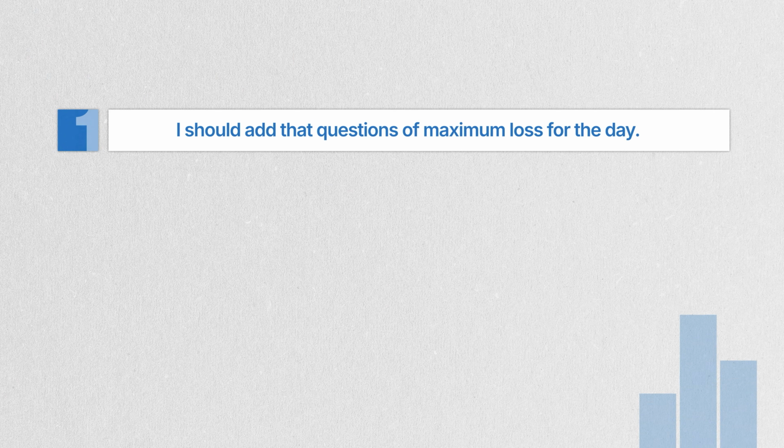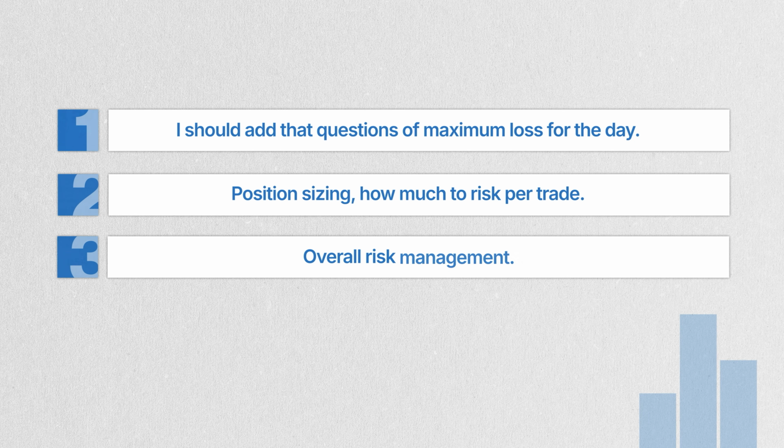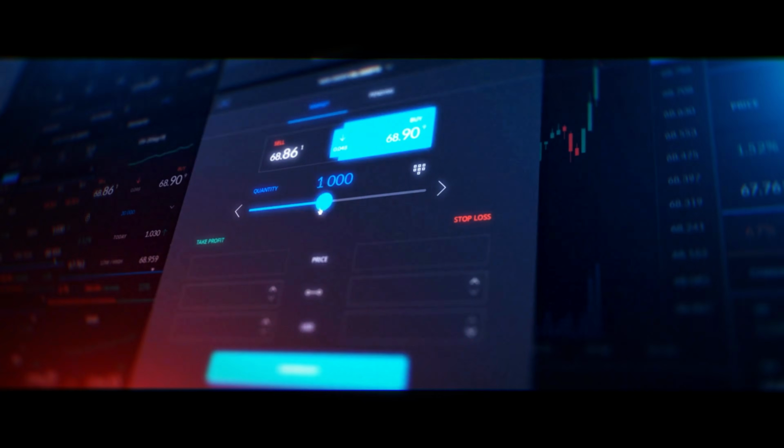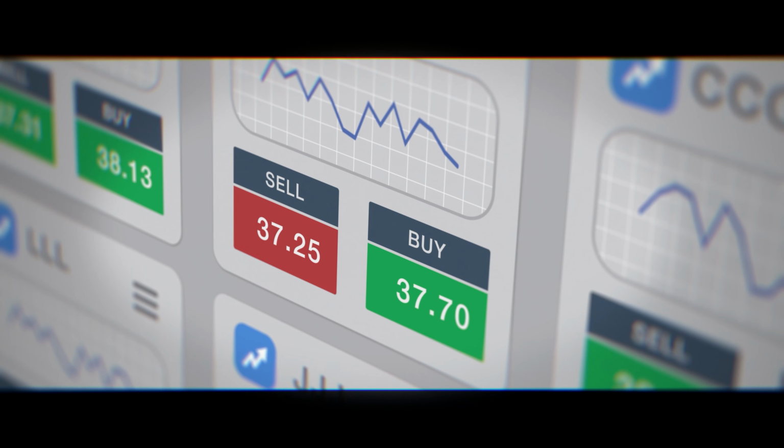Now, while saying all this, I should add that questions of maximum loss for the day, position sizing, and overall risk management are as important, and we will address them separately. But in this part of the discussion, my focus is not on that. Here, I'm only talking about the different types of setups that can emerge through the day and the points at which these micro trend opportunities are likely to appear.